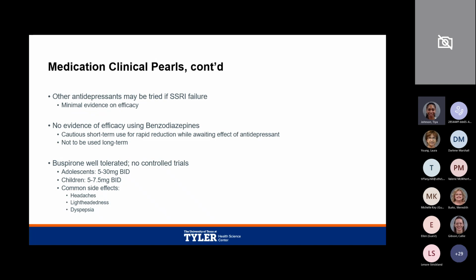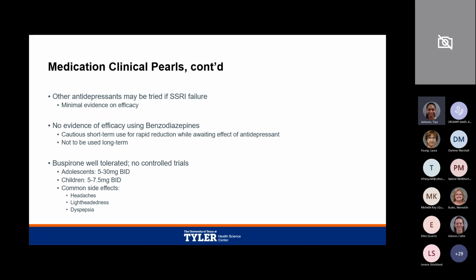Benzodiazepines have not shown efficacy in controlled trials for anxiety disorders in children and adolescents. They can be cautiously used in the short term to achieve rapid reduction in anxiety symptoms while waiting for an antidepressant to take effect, but they should not be used for the long term in children and adolescents.